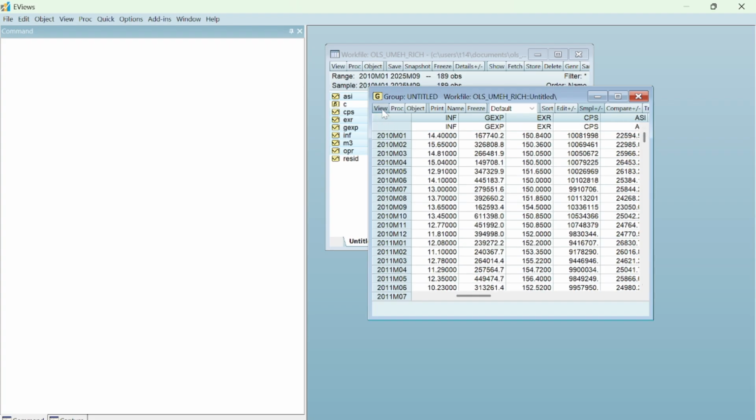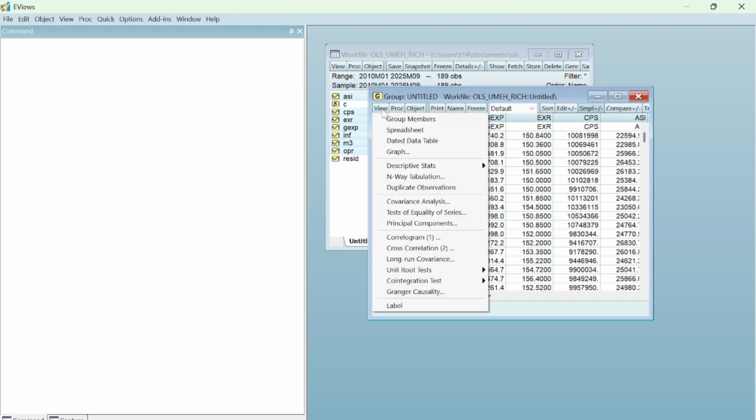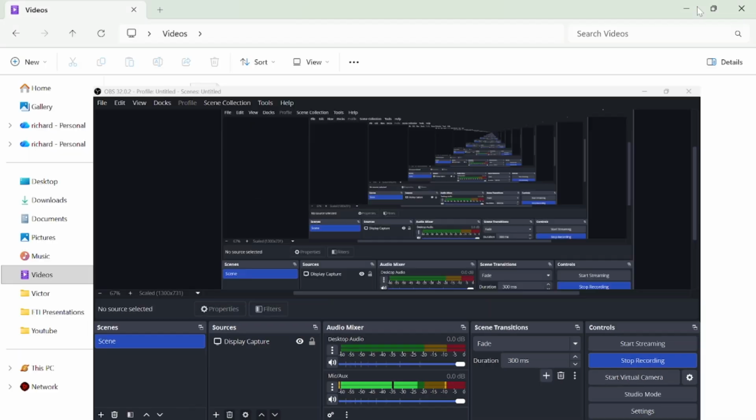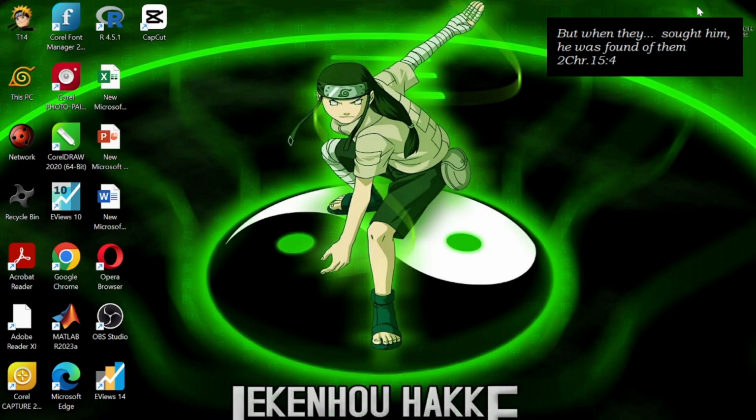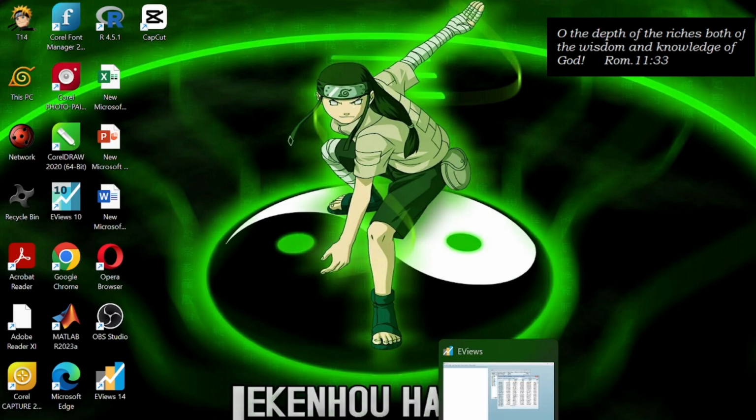Then you click on View, and you click on Descriptive Statistics. This is actually a new kind of EViews. I think it's EViews 14 or something like that. Let me check the name. Okay, so you have EViews 14 here.